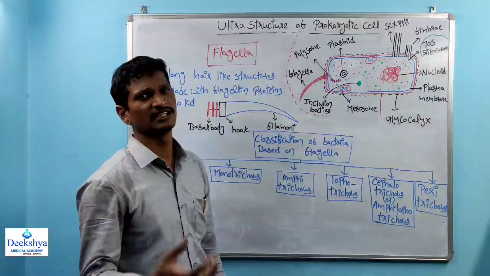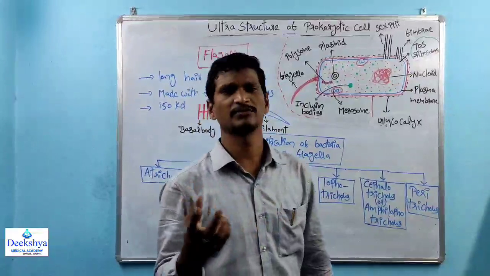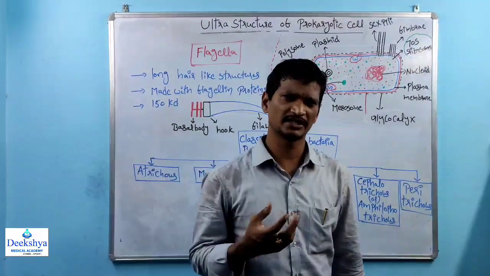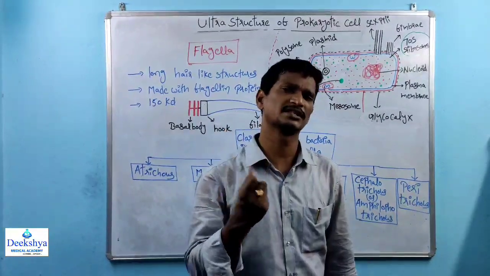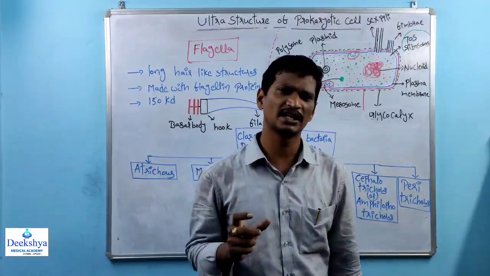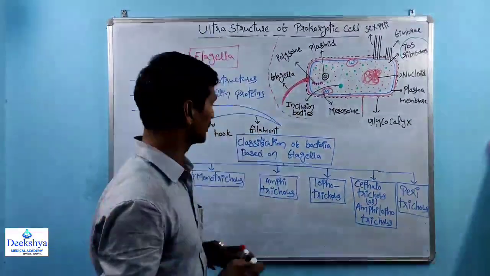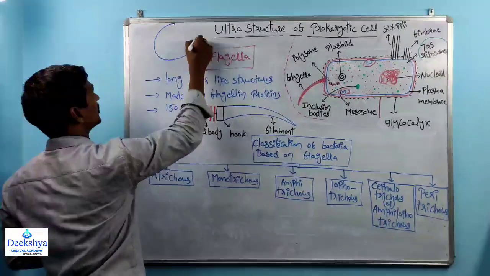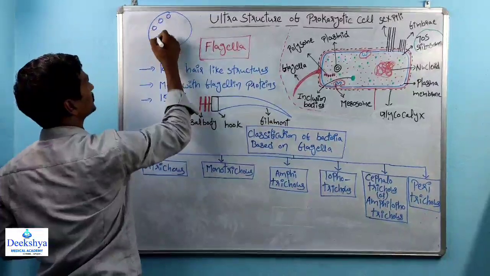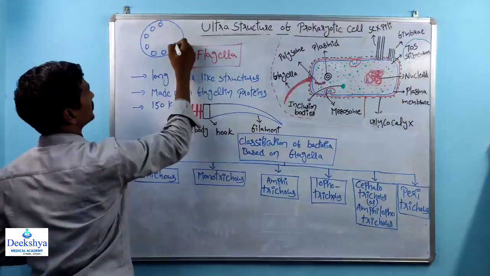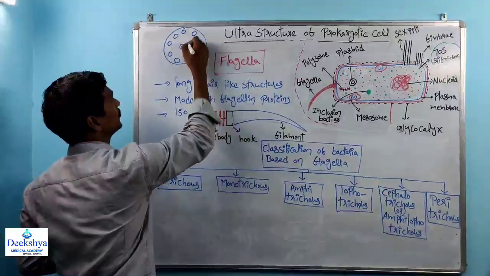In eukaryotic cells also flagella are there. Some unicellular eukaryotes have flagellates. In eukaryotic flagella, tubulin proteins are present. See here, in the eukaryotic flagella there are 9 sets of proteins arranged like this, and central 2 proteins are there.